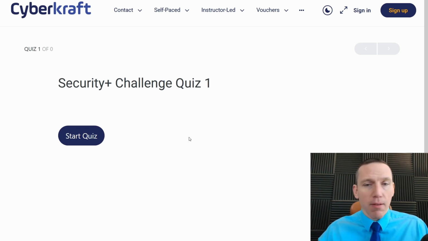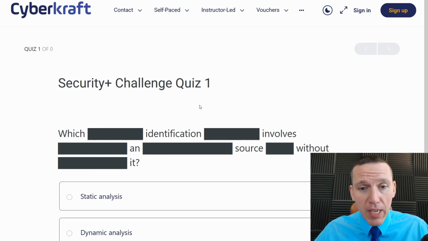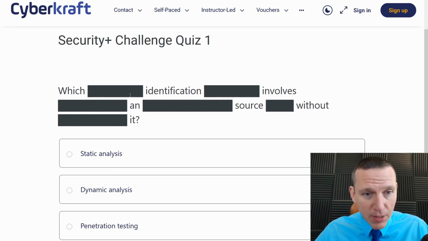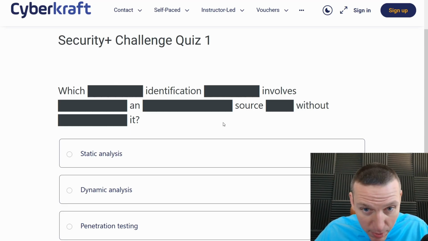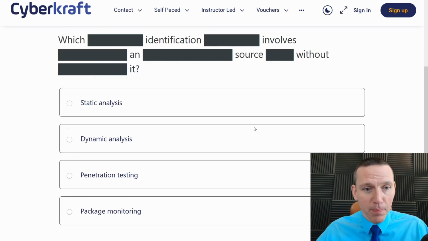I had one of my senior instructors, Dr. Lewis Beeler, make this quiz for me. Let's see what he came up with. Okay, I think this could be pretty challenging. I don't think I have a way to see any questions here. So which blank identification blank involves blank on blank source blank without blank it?